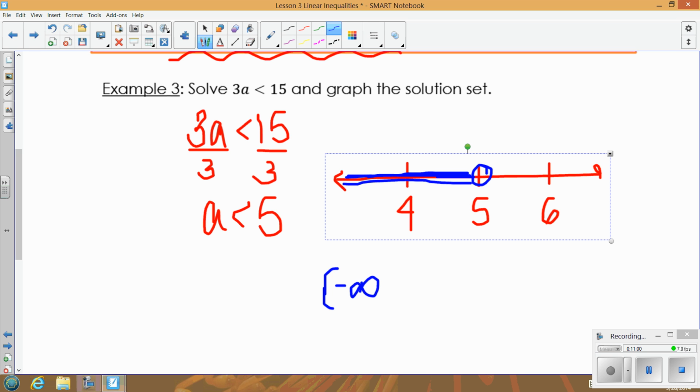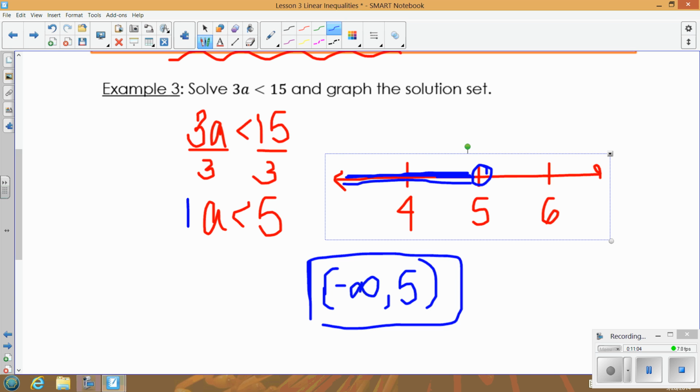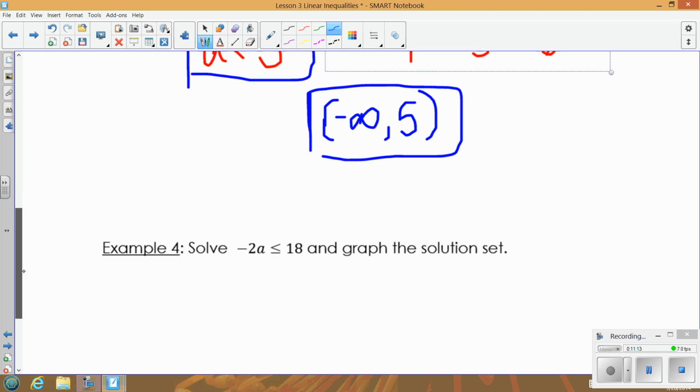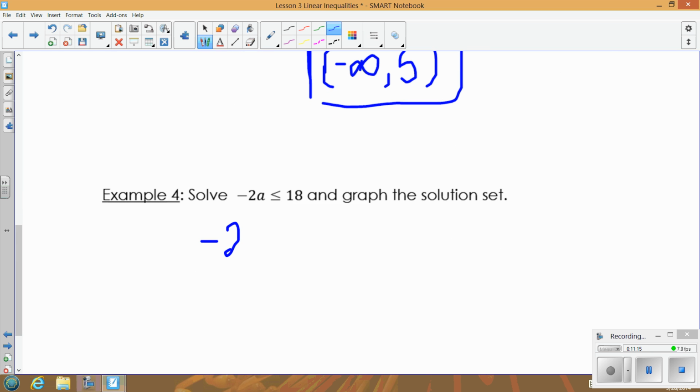Negative infinity to positive 5 with a round bracket. So that one is just you divided by a positive, so nothing different happened. But when I divide by a negative, looking at this next example, I have to divide by a negative 2 in order to get a by itself.